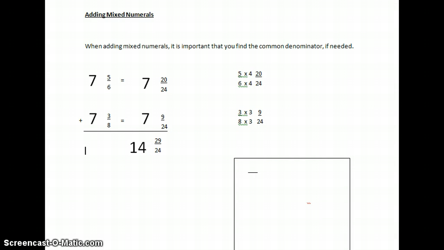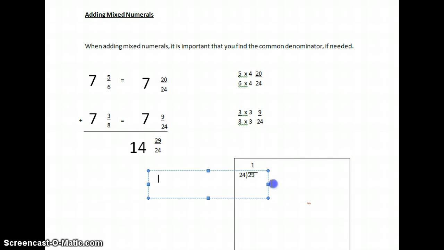Now, I cannot leave it that way because it's in improper fraction form. So what I need to do is take this 29 24ths and do a little bit of division. So let me find it here. My division problem will be 24 into 29. In some cases, you can do this in your head, and if you can, that's fine. So I'll say 24 into 29 goes, well, that's nice and easy, one time.